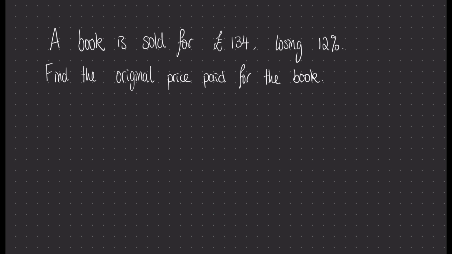Let's take a look at a second example. So a book is sold for £134. We know that this is going to be the new value. We've lost 12%, which means it's going to be a percentage decrease, and we don't know the original price for the book. Once again, we're going to use an unknown variable for the original price, and we're going to multiply by our multiplying factor, which in this case will be 1 minus 12 over 100, and that will equal 134. So 0.88 times by x is 134. X is going to be 134 divided by 0.88, so the original price is £152.